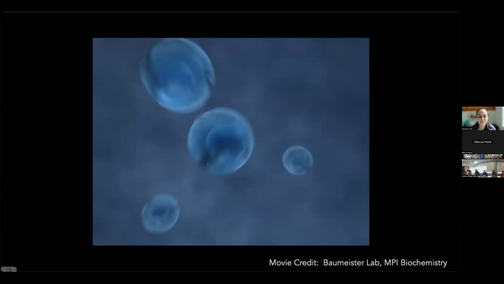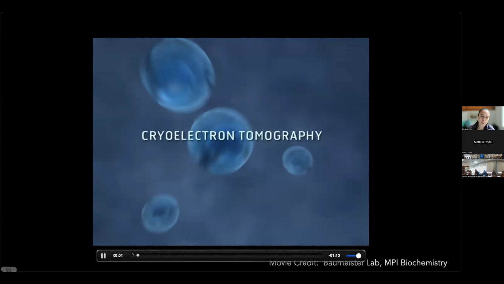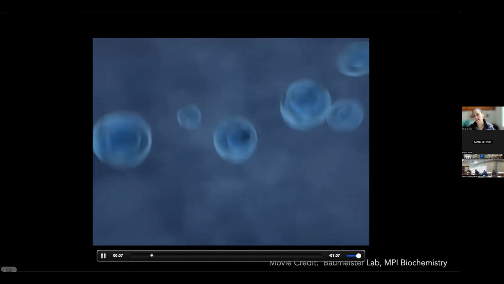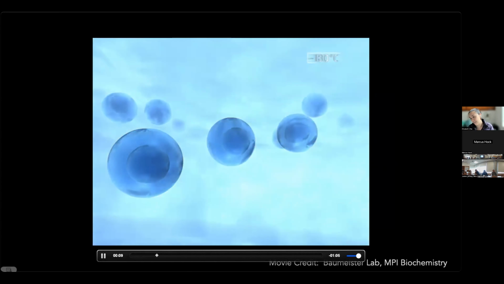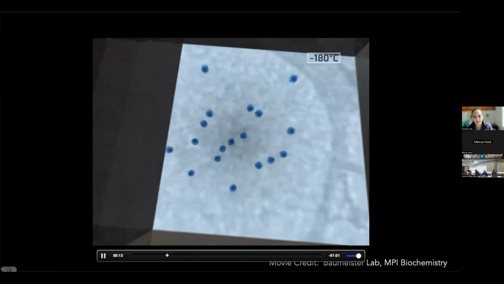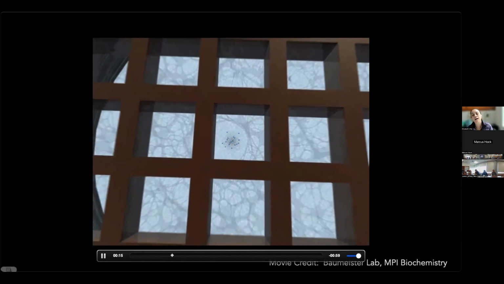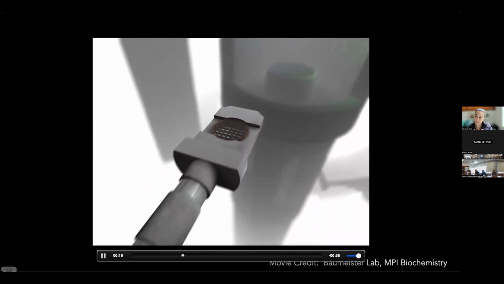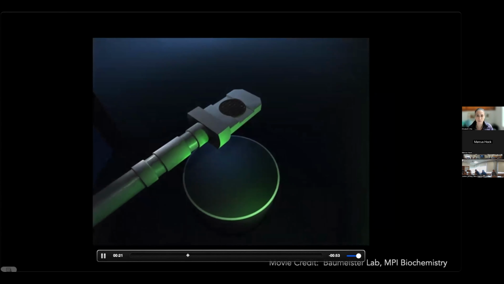So here's an example of what we do. It's now old, but an oldie but goodie movie that shows you the process. These are viruses, but you can imagine the same thing going for cells. We flash freeze them in liquid ethane at liquid nitrogen temperature. This happens at about 30,000 kelvins per second. The water freezes so fast, it doesn't have time to form crystals, so it actually looks vitreous or disorganized, just like liquid water.